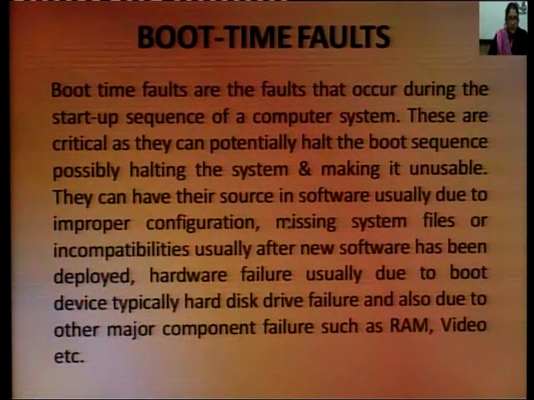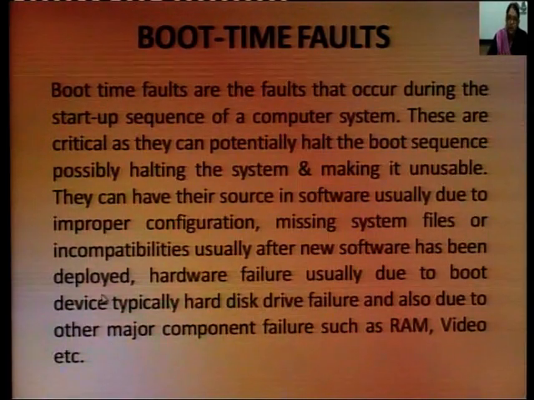They can have their source in software, usually due to improper configuration, missing system files, or incompatibilities, usually after new software has been deployed, and hardware failure, usually due to boot device, typically hard disk failure, and also due to other major components failure such as RAM and video, etc.